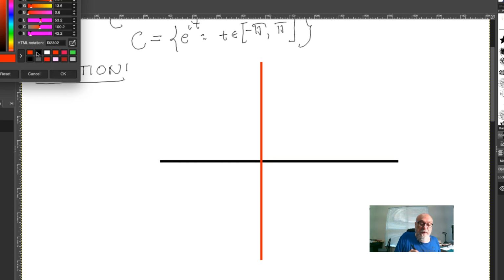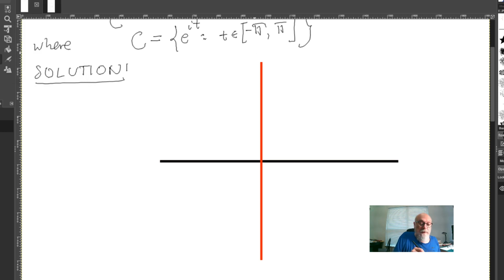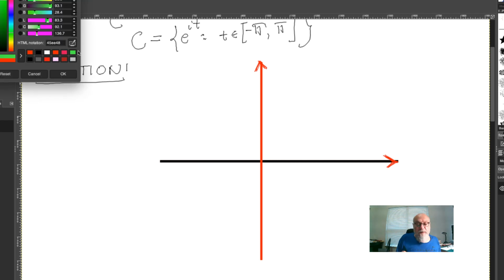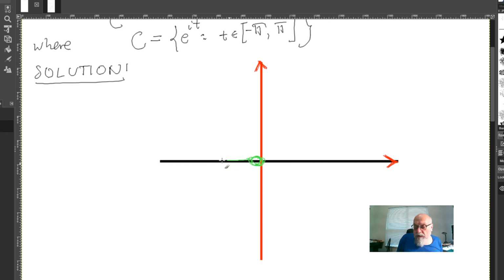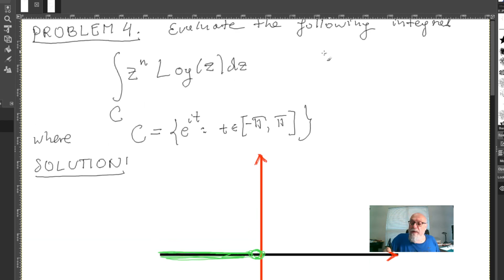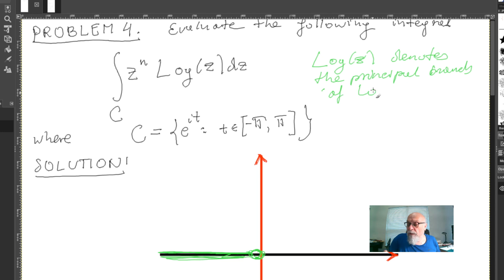So go to the black one, please. Let me continue. So here we have the first coordinate, here we have the second coordinate. And of course what we are doing here, we are understanding that here we have kind of a notion of the logarithm. So in our case we have to remove this line, because what is this logarithm that we are talking about? Put it clearly, log of z denotes the principal branch of logarithm of z.